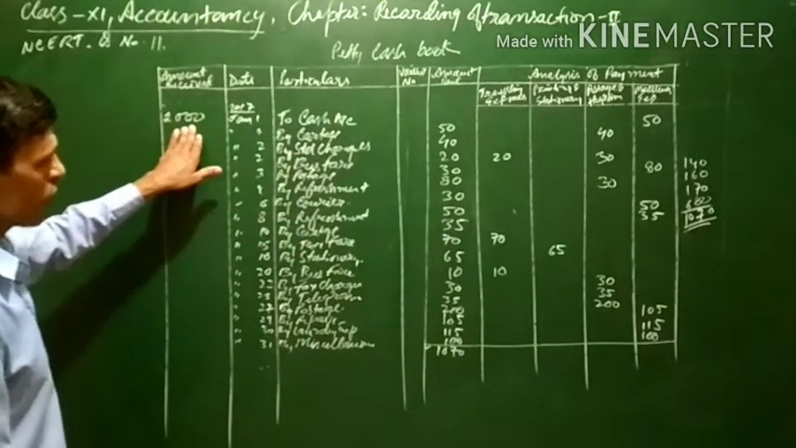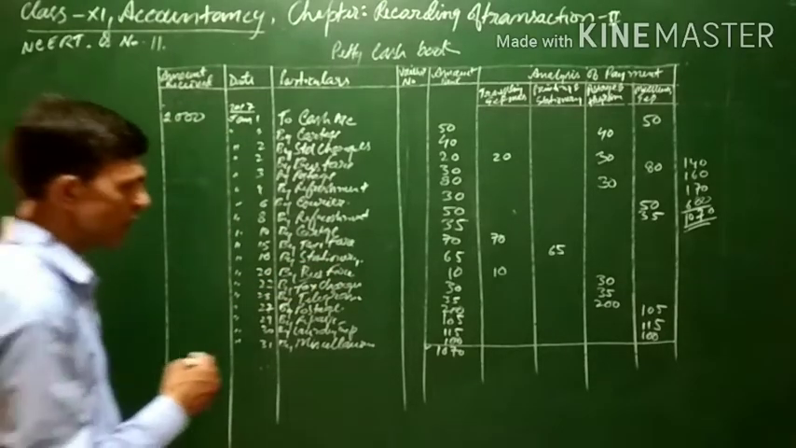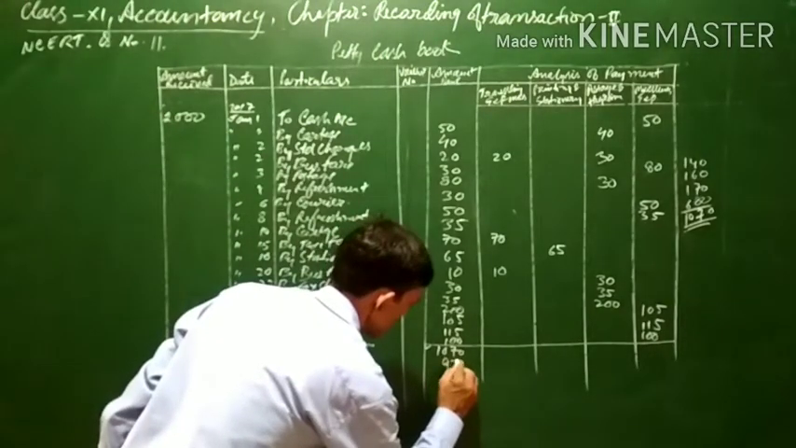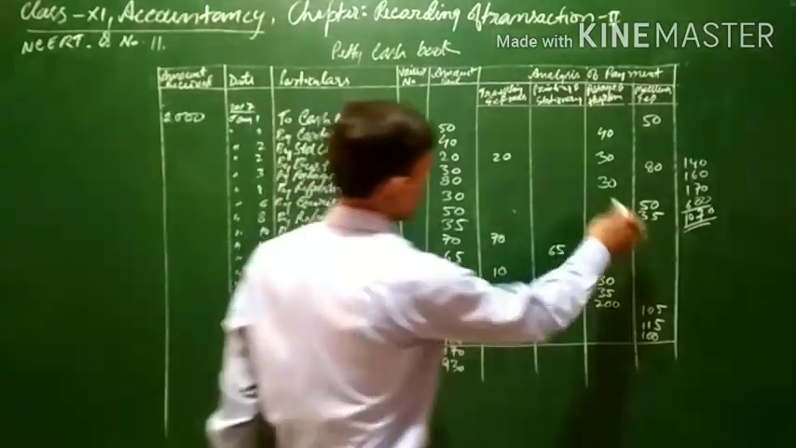Now, total amount available was 2000. After this 1070 has been spent, it means 930 will be left. Total of all this will also be done.